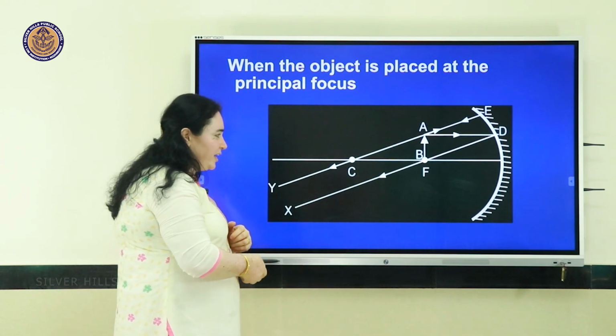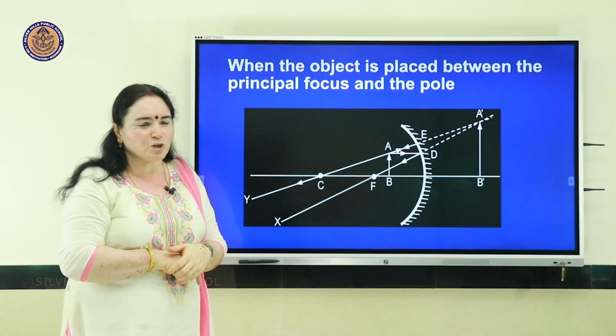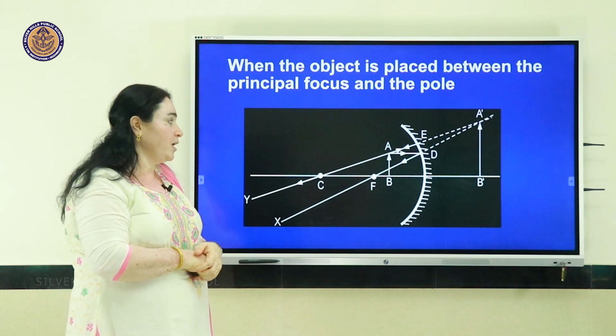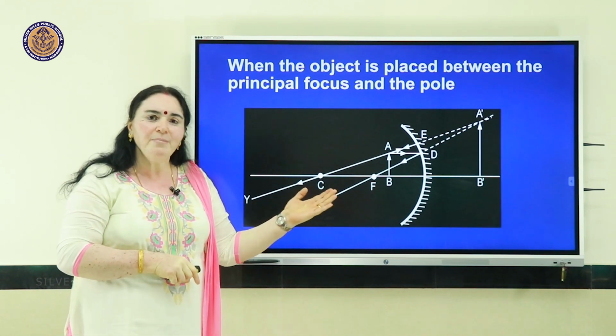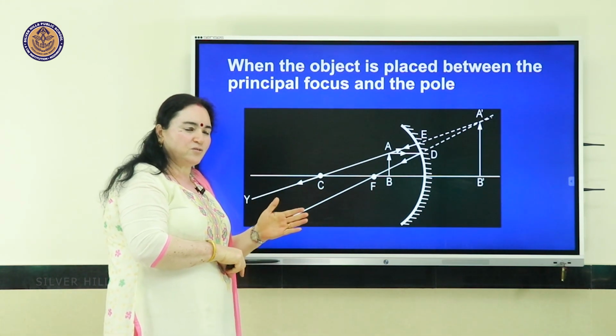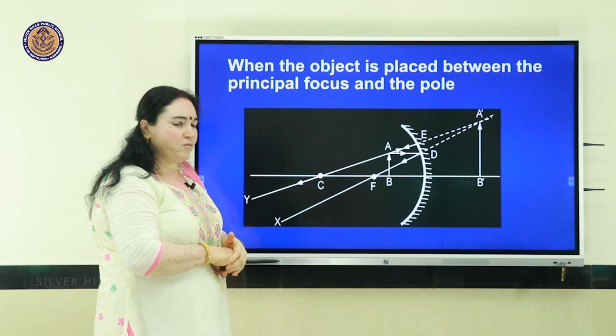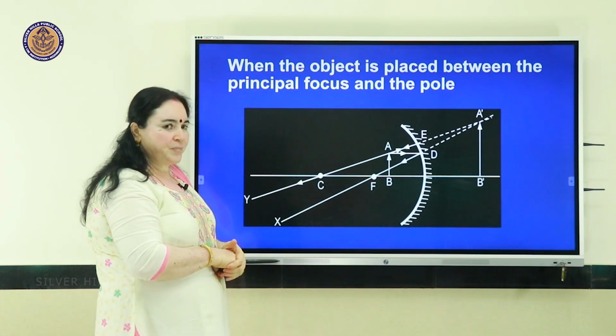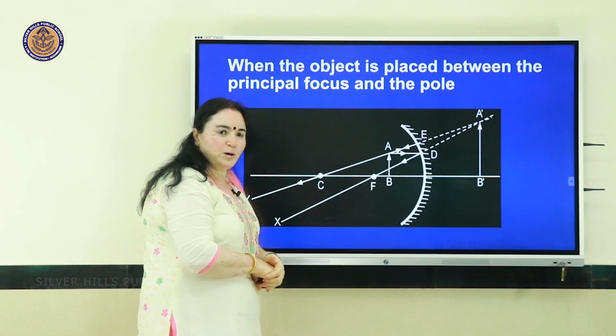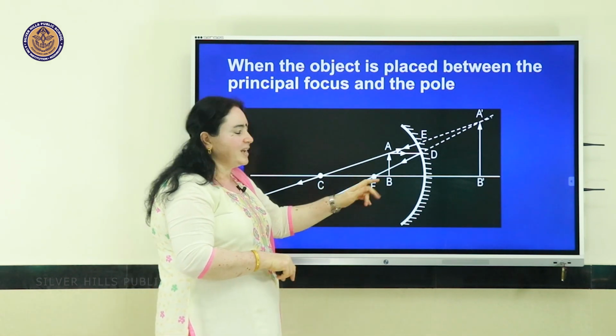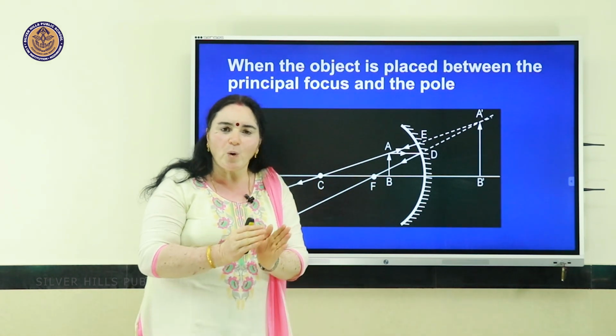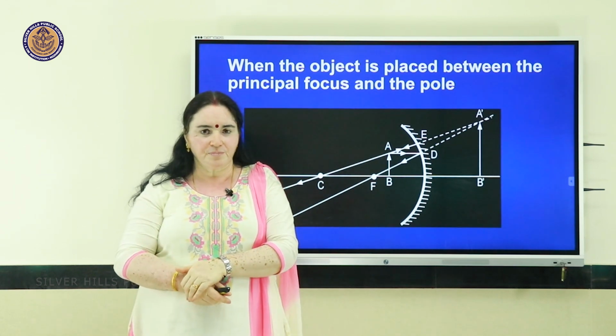The last one is a bit of a tricky one which requires some amount of thinking. Though we are yet using the same rules, the fourth set of rules are what we are again going to be using here, any two of them. And I try to keep it pretty simple over here. The object now is lying between the pole and the focus.